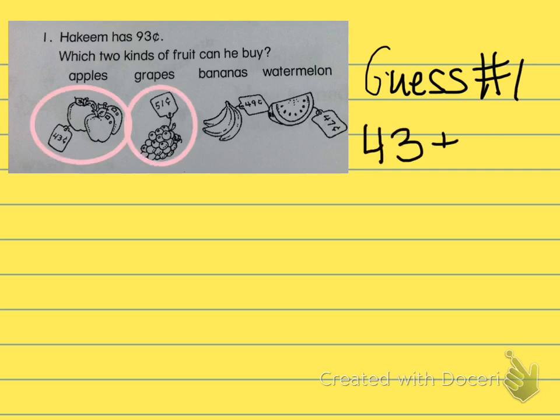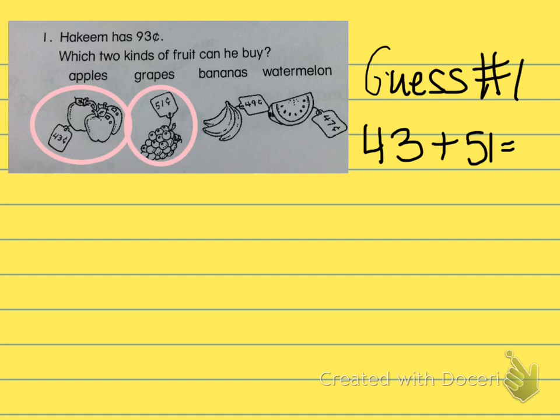Okay. So let's look at our problem. It says Hakeem has 93 cents. Which two kinds of fruit can he buy? And you can see all the fruit listed there on the top. Each fruit is worth a different amount of money. There are apples for 43 cents, grapes for 51 cents, bananas for 49 cents, and watermelon for 47 cents.